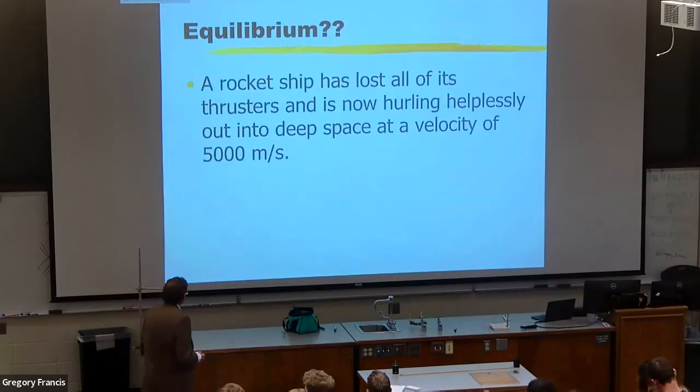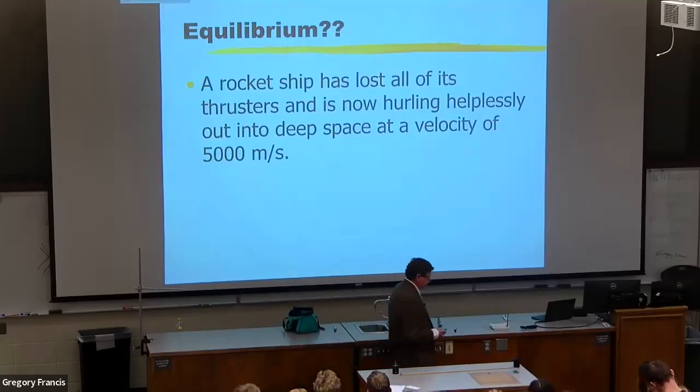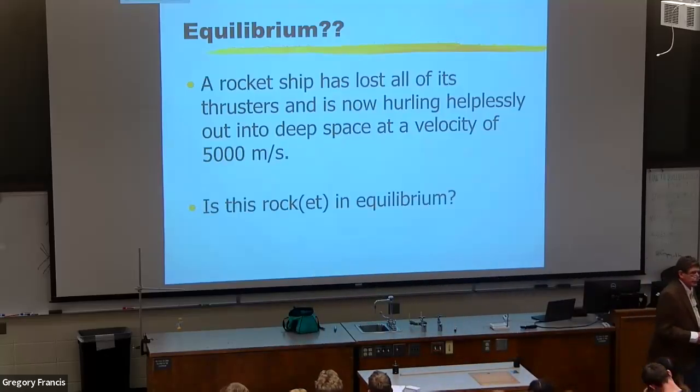So, a rocket ship has lost all of its thrusters and is now hurling helplessly out into deep outer space at a velocity of 5,000 meters per second. Is this rocket in equilibrium? Yes or no? Yes, yes, okay.